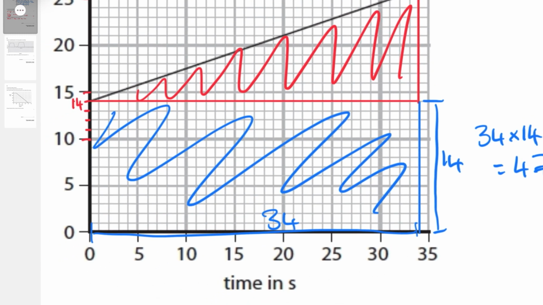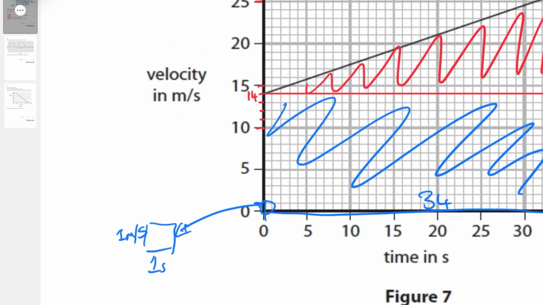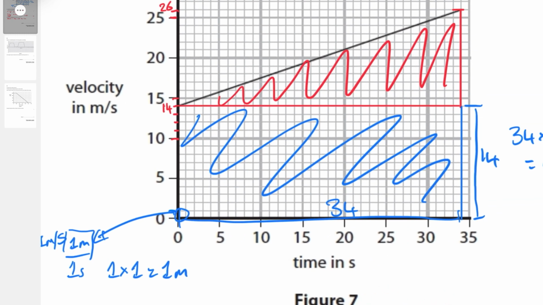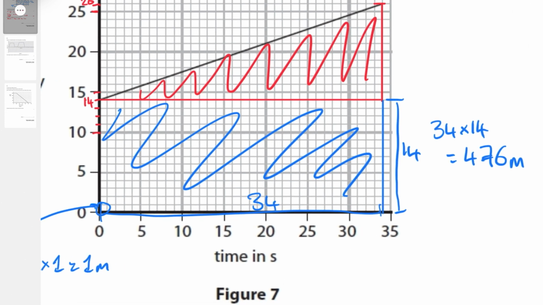Now I know that's meters because if I look here, each of these little squares has a length of 1 second and a height of 1 meter per second. So if we did 1 times 1, obviously that equals 1 meter, which means each box equals 1 meter. So when I find this area, every little box is 1 meter. So there's 476 boxes, basically, is what I worked out.